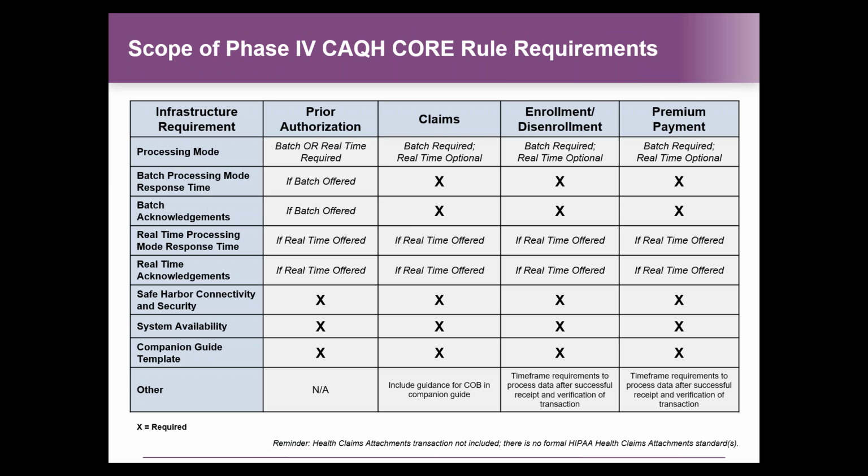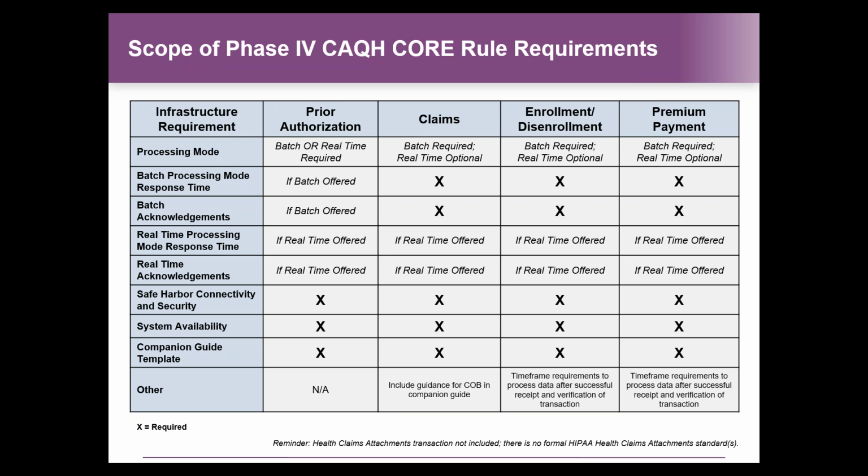And it's for each of the 4 transactions, and many of them are quite familiar if you're familiar with Phase 1, 2, or 3. We have very specific requirements around processing mode for batch or real-time. Again, some of the transactions do require batch, like claims, enrollment, premium payment. Those you must support batch requirements. We also have requirements around the safe harbor connectivity, which we'll talk about in just a moment. Also around system availability and companion guide template.